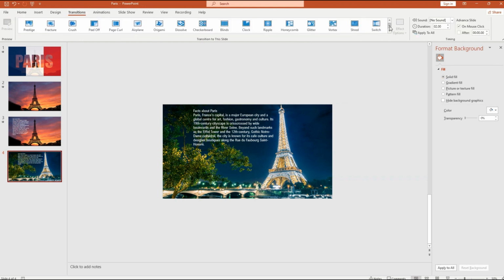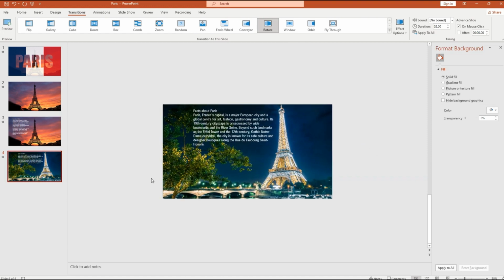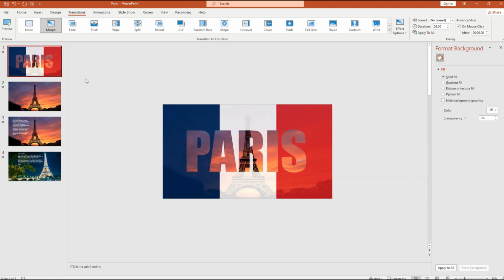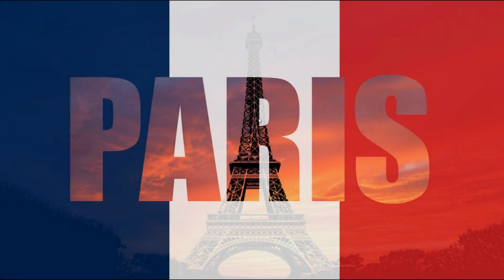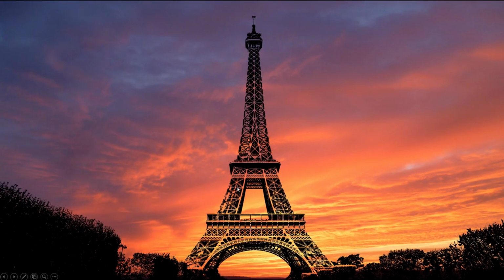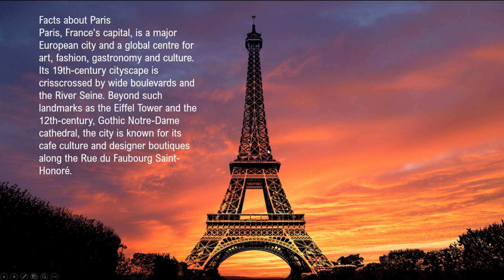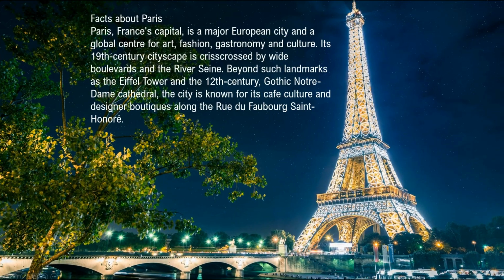For example, rotate. So this image will rotate to the left and bring another picture of Paris with another text. So let's see from the beginning, what have we got? We have the intro slide. By clicking, we get this image. The next click brings the text up, and the next click brings the next slide. Again, we can increase and decrease the duration of the slides.